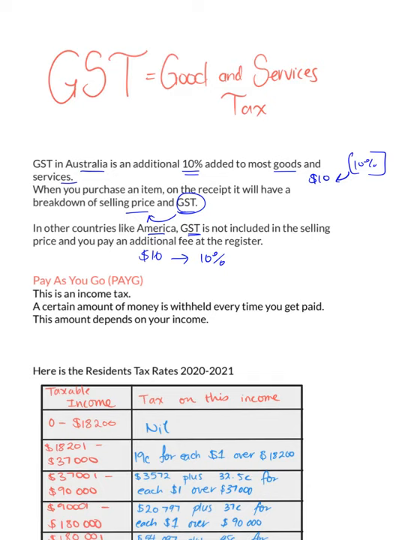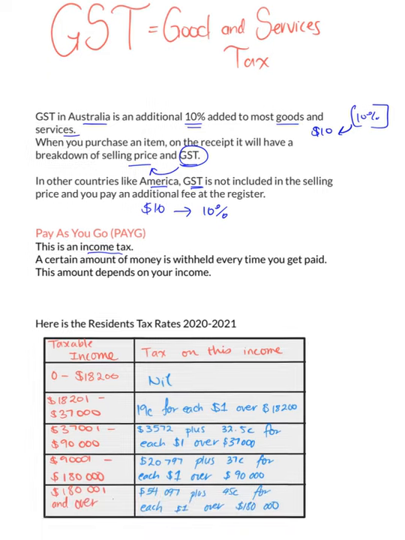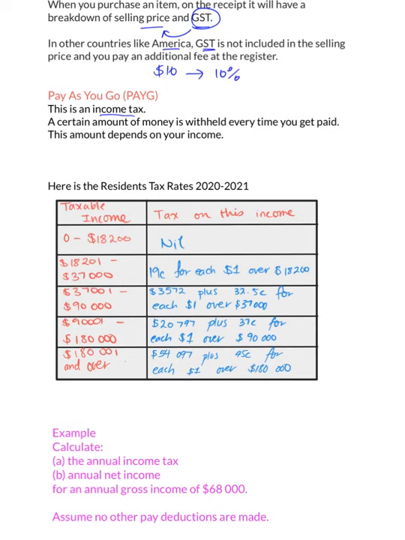So we also have another concept that's called pay as you go, shortened to PAYG. Now this is the income tax. A certain amount of money is withheld every time you get paid, and this amount depends on your income. So over here we have a residence tax rate. Depending on your income, there are different thresholds that apply.